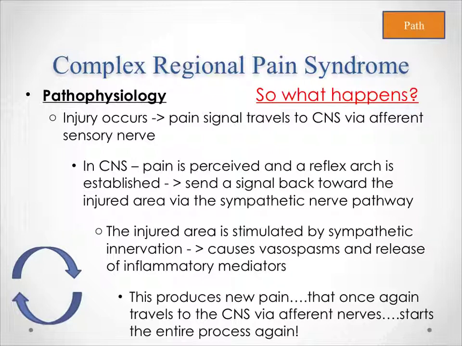This reaction produces new pain in the area that once again travels to the CNS through the afferent nerves and basically starts the process all over again. It travels back up through the afferent nerve where it's interpreted, it hits the reflex arc, and you get increased sympathetic stimulation, and this just keeps going on and on and on.